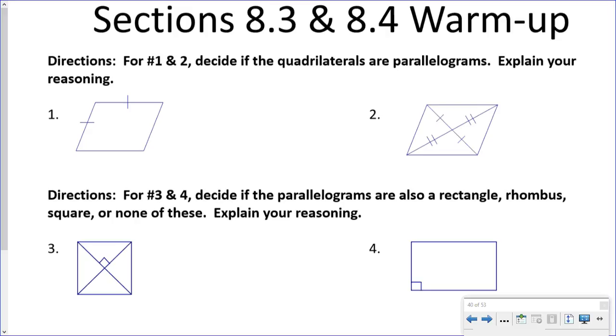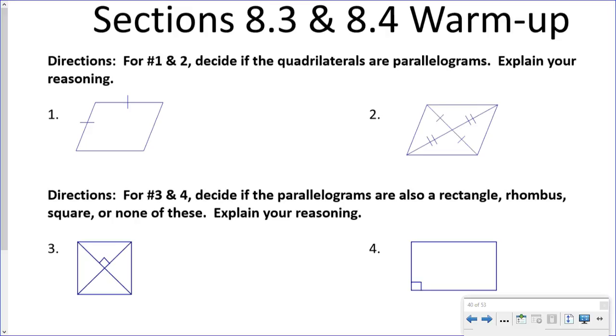Okay, so decide if the quadrilaterals are parallelograms, explain your reasoning. So remember we had 4 or 5 ways to show that you've got a parallelogram. The first one was to show that you have 2 pairs of opposite parallel sides. That's the definition of parallelograms. Then we could show one of its characteristics. If one of its characteristics shows that your opposite sides are congruent, then it's a parallelogram.